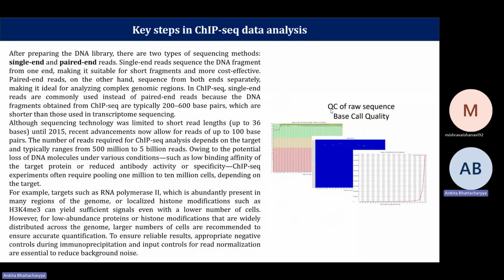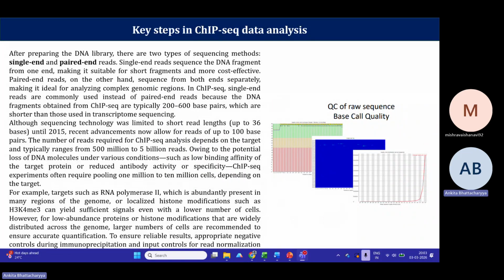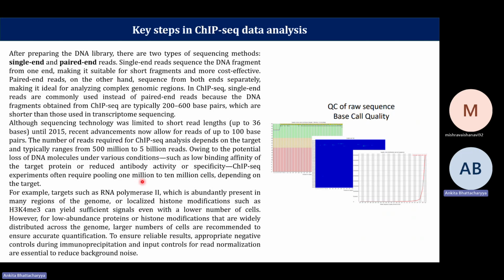So among the key steps which need to be followed in ChIP-seq data analysis, the initial part is quite similar. Of course, you prepare the DNA library, and then there are two types of sequencing methods that may be opted for. One is a single end method, the second is a paired end method. Single end will sequence the DNA fragment from one end, making it suitable for short fragments and more cost effective. The other possibility is paired end, which sequences from both ends of the same fragment separately, which makes it ideal when you are interested in analyzing very complex genomic regions where the nature of binding of a protein can also vary.